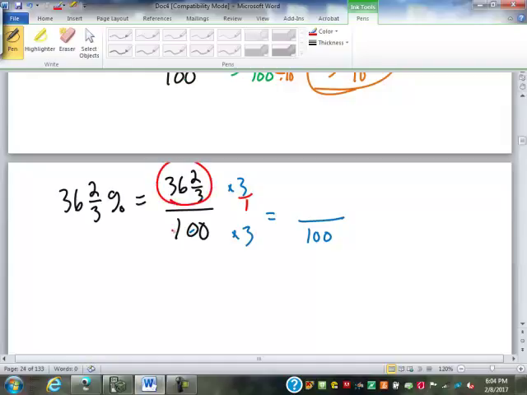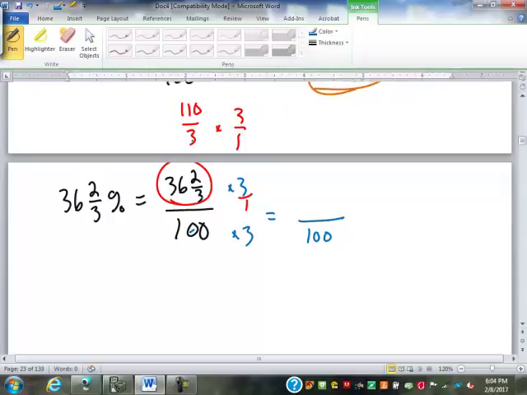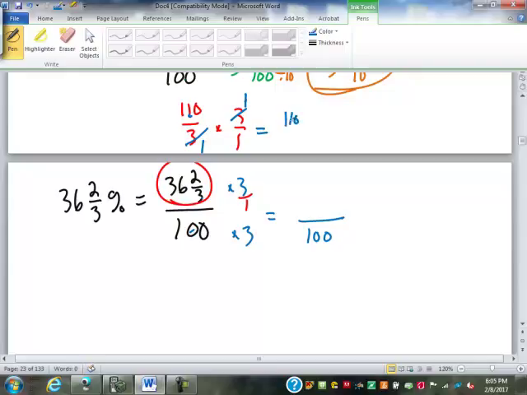What do we have to do to the 36 and 2/3? It has to be made into an improper fraction. 3 times 36 is 108, plus 2 is 110, times, we still have the 3 over 1. The 3's cross cancel out to give me 1 and 1. So I just have 110 times 1 is 110. 1 times 1 is 1. So that is simply 110.